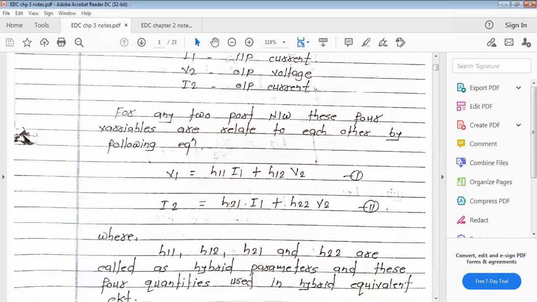Now see, for the dependency of these two parameters, we will get 4 values: H11, H12, H21, and H22. In the last lecture, we have already seen that. So to find out the value of H11, what do we have to do? We have to make V2 0. Once we make V2 0, we will get the value of H11 as V1 upon I1.